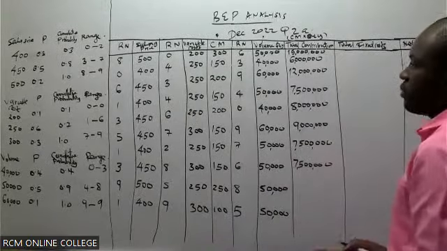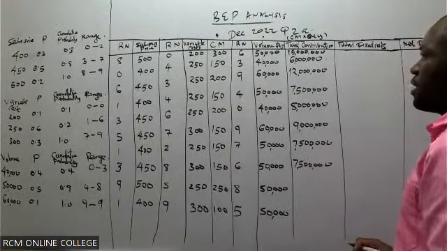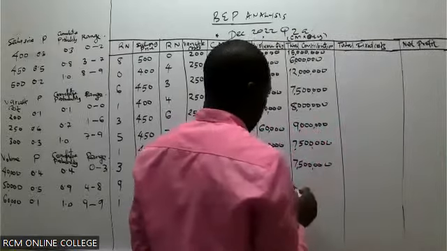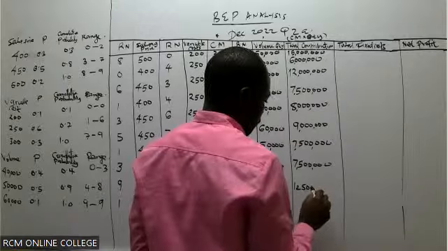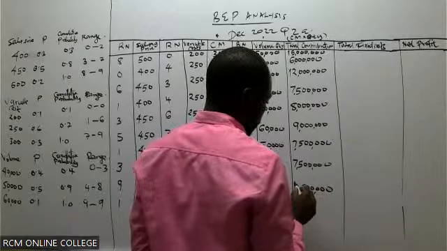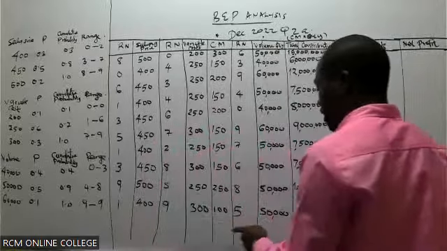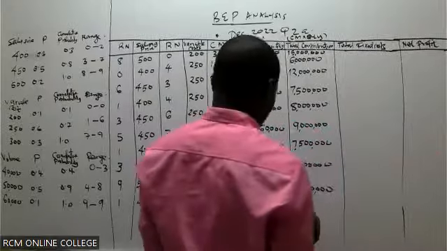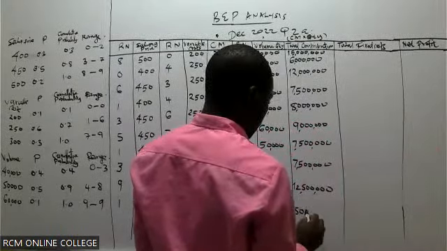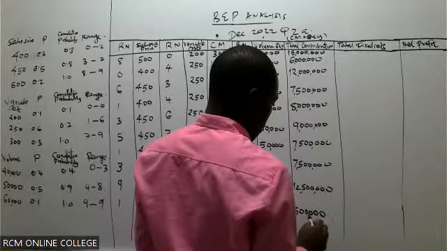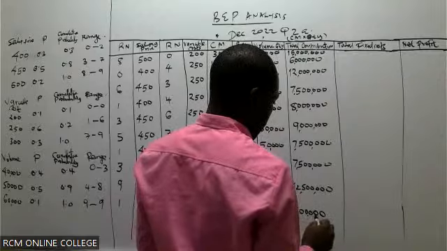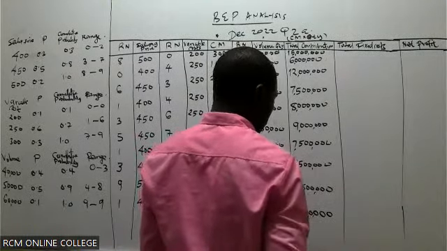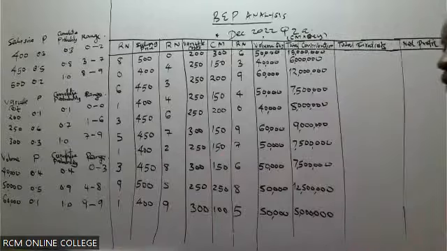250 by 50. What are we getting? 12,500,000. And the last one, 100 by 50,000. That is 5 million, is it?